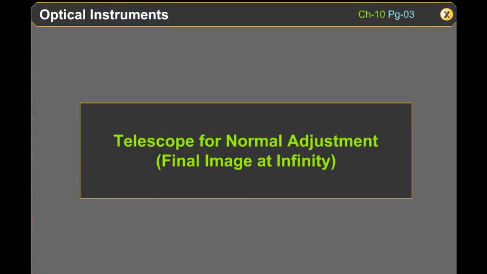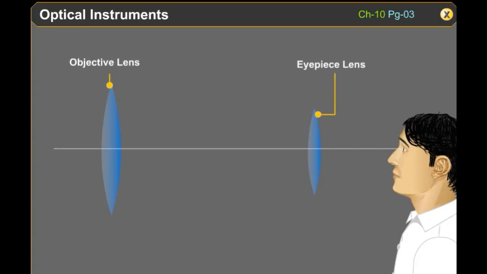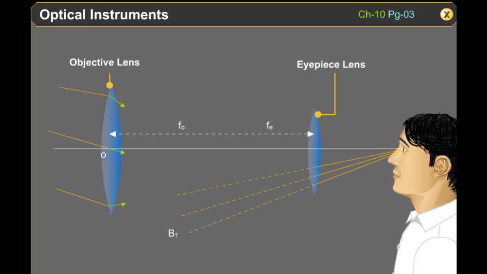Normal adjustment, that is, final image at infinity. A telescope is an optical instrument used for viewing distant objects. The telescope consists of two lenses: an objective lens of long focal length and large aperture, and an eyepiece lens of short focal length. When the instrument is pointed towards a distant object like a star, the objective lens forms a real inverted image AB of the object in the focal plane FO of the objective.